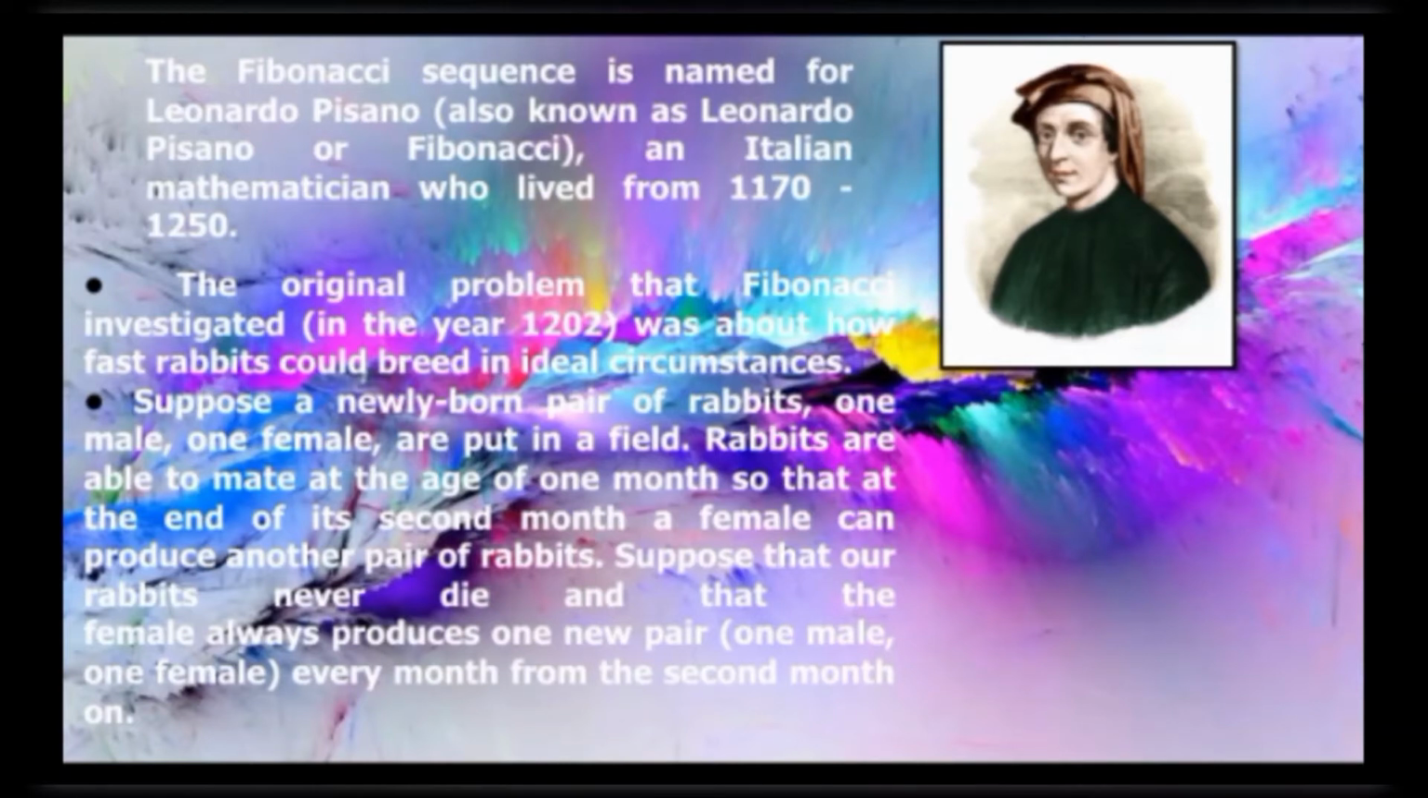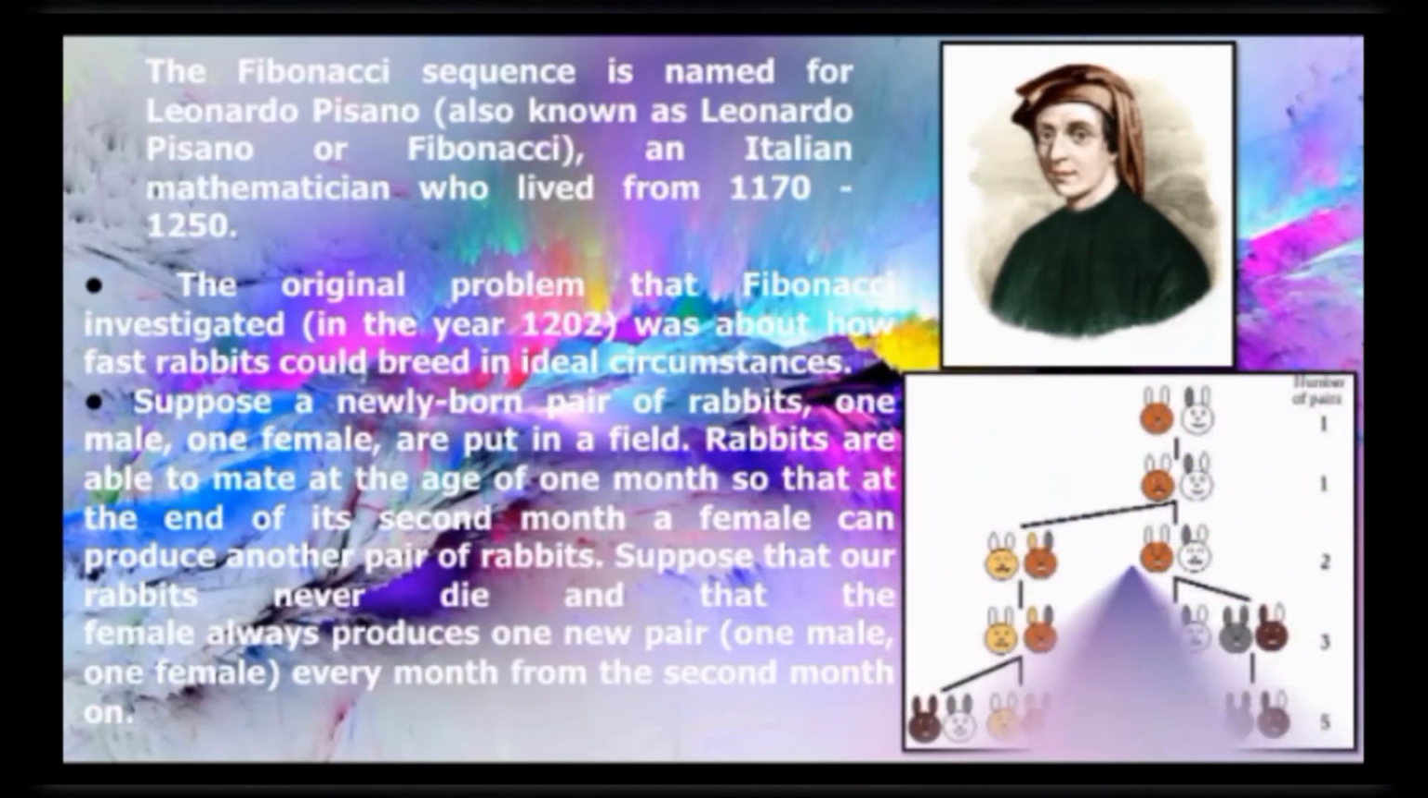Suppose a newly born pair of rabbits, one male, one female, are put in a field. Rabbits are able to mate at the age of 1 month, so that at the end of its second month, a female can produce another pair of rabbits. Suppose that a rabbit never dies and that the female always produces one new pair, one male and one female, every month from the second month.